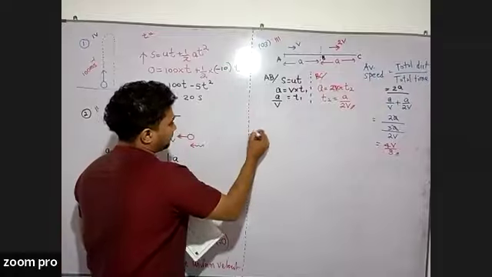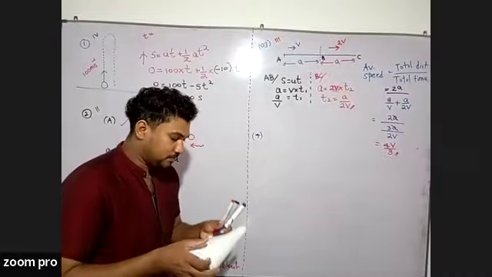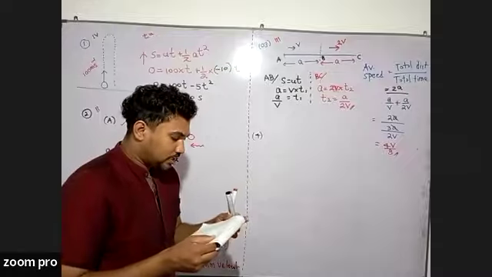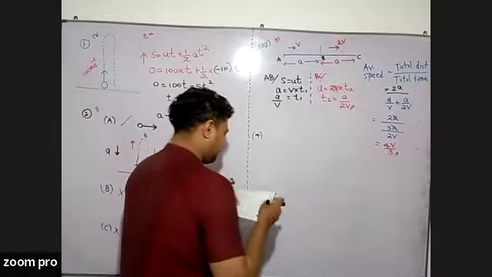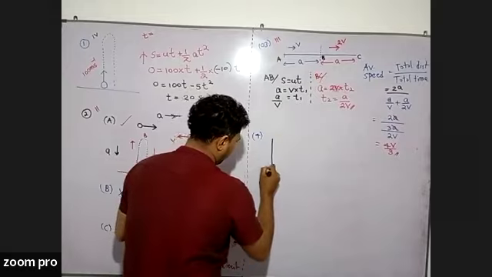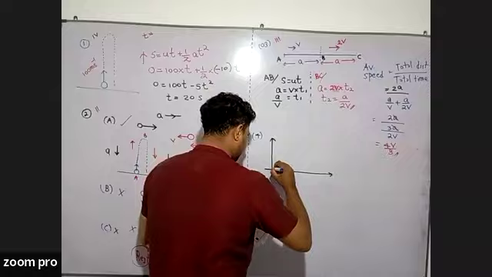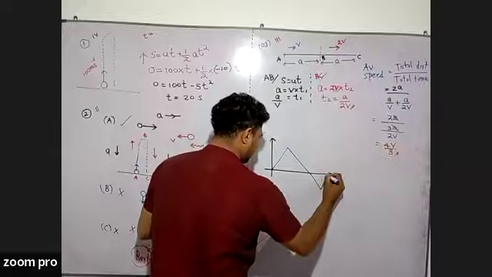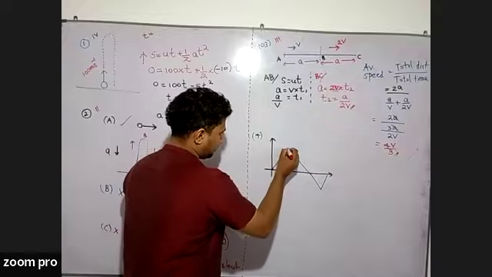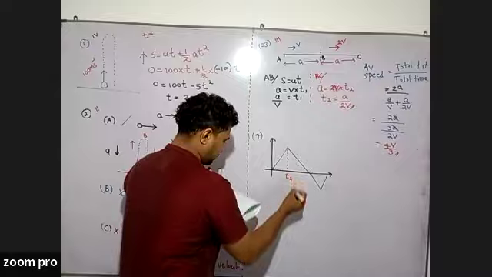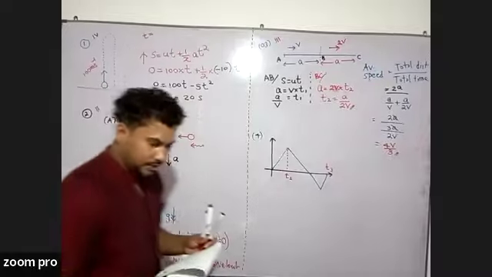Right. In the fourth question, the figure shows the velocity-time graph for a particle which starts from rest and moves along a straight line according to this graph, right? This is the given graph.